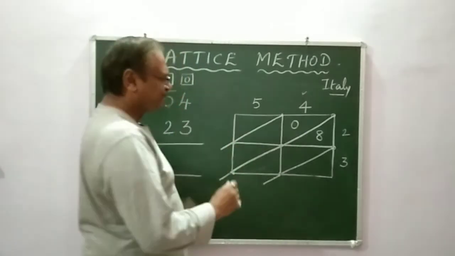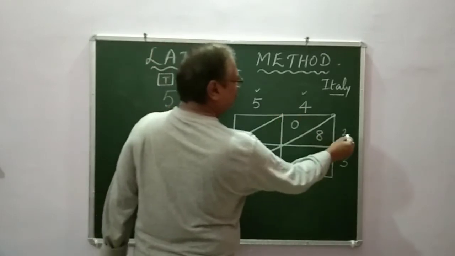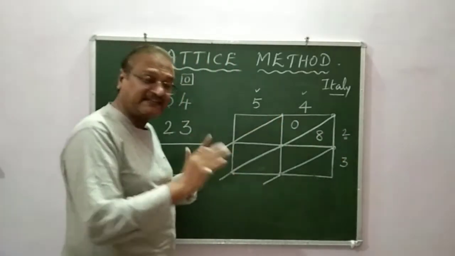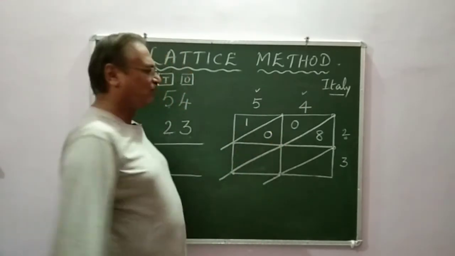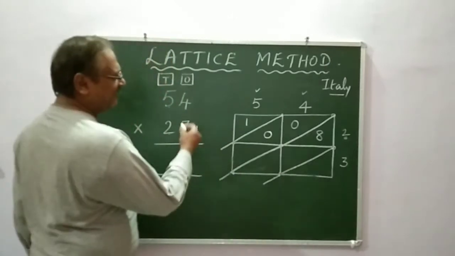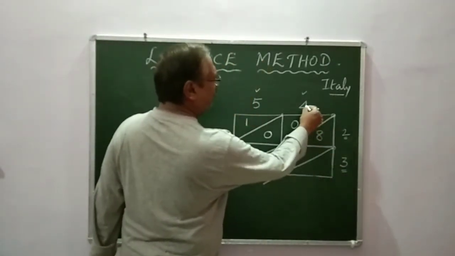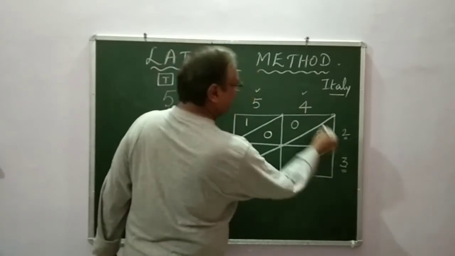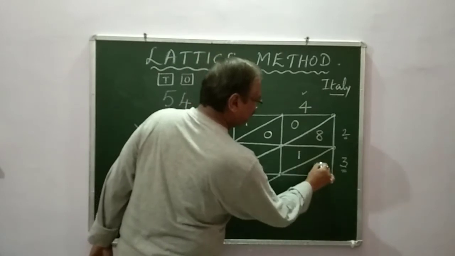Understand? Now, here 2 is there. I multiply with 5. 2 5s are 10. So 1 0. First part is over. Now I take the second digit and multiply again with 4. 3 4s are 12. 1 2.